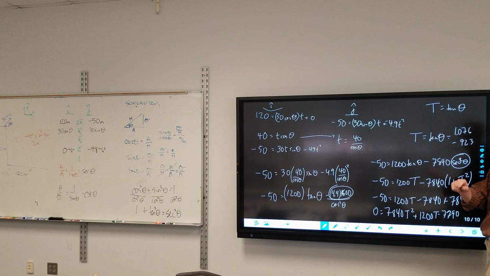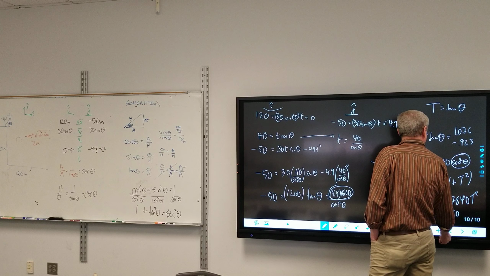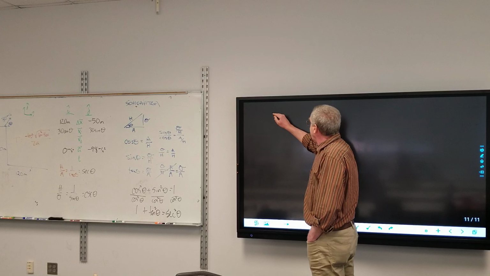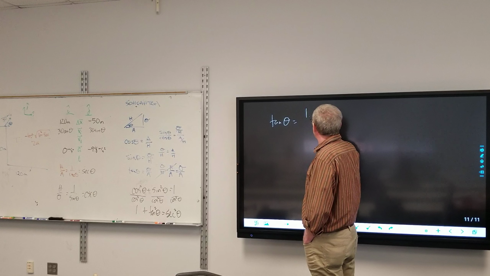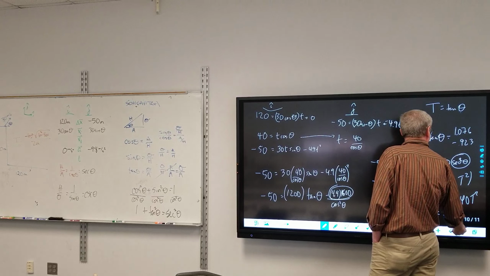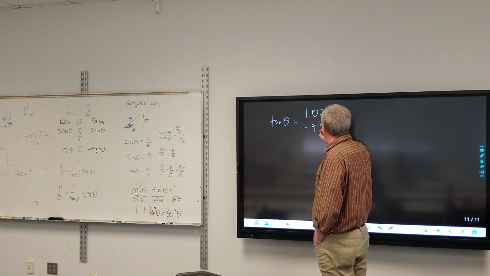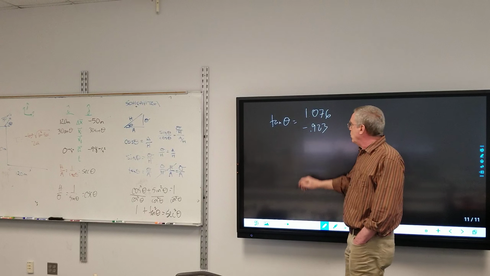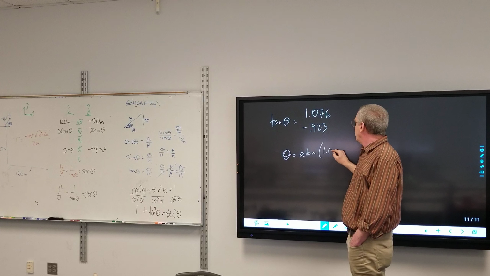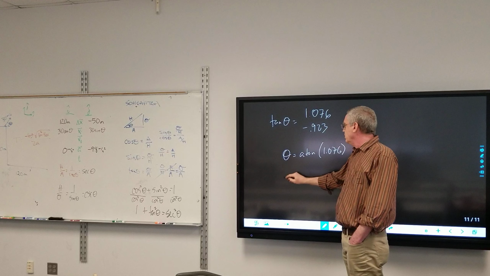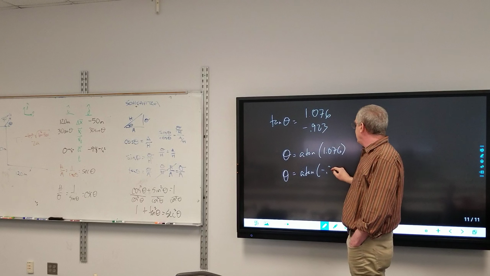We're going to trust you. All right. So that's the tangent of theta. 1.076923. So we have the tangent of theta is 1.076 or negative 0.923. So one answer is theta is equal to the arctan of 1.076, or theta is equal to the arctan of negative 0.923.